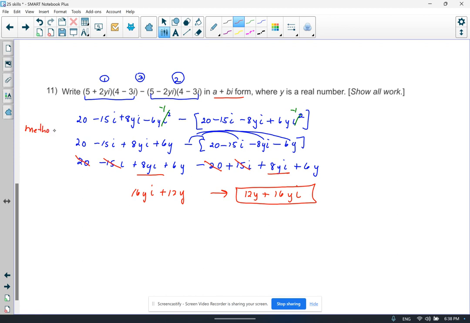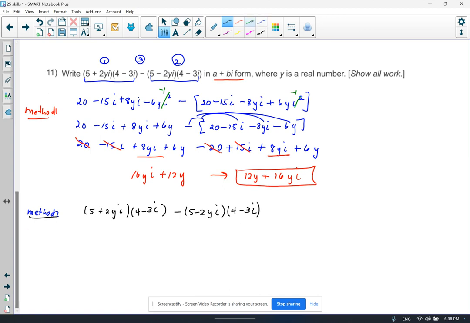It's a little tedious, but you'll get the correct answer. You just have to be patient. And now here's method 2. So with method 2, just rewriting the problem so you can see the difference. So this is just an alternative method. You may or may not recognize this. Obviously, the long way will give you the correct answer.